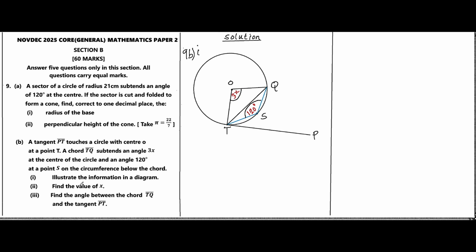Now the II says we have to find the value of x. So how do we find the value of x? Now there is this property of circle theorem which says that the angle subtended at the center is twice the angle at the circumference. So let's subtend an angle at the circumference using chord TQ so that we can apply this particular property. So II, we are to find the value of x.